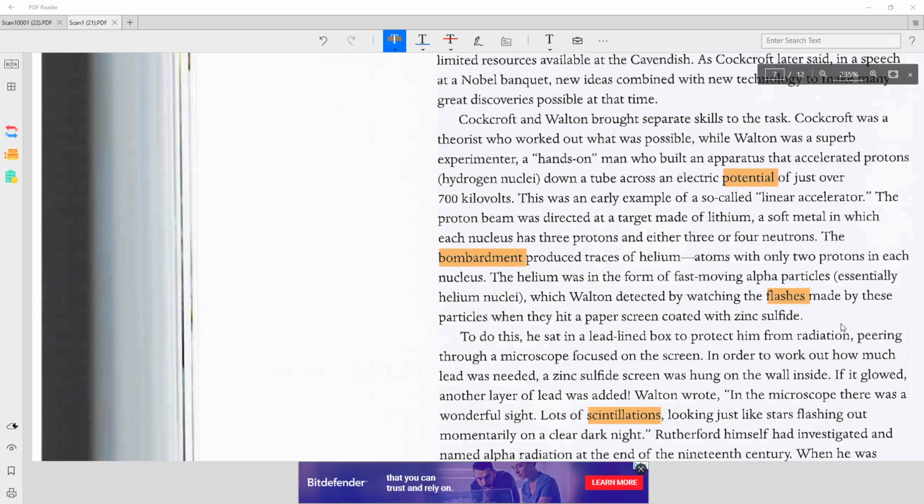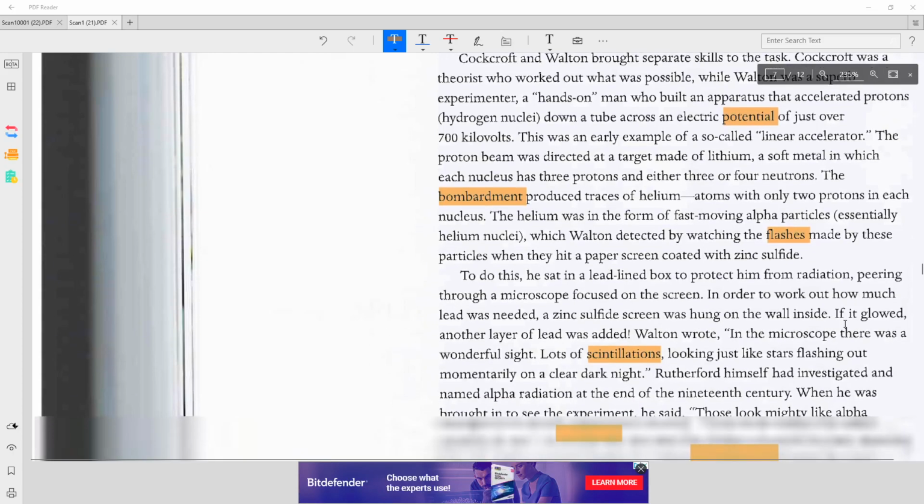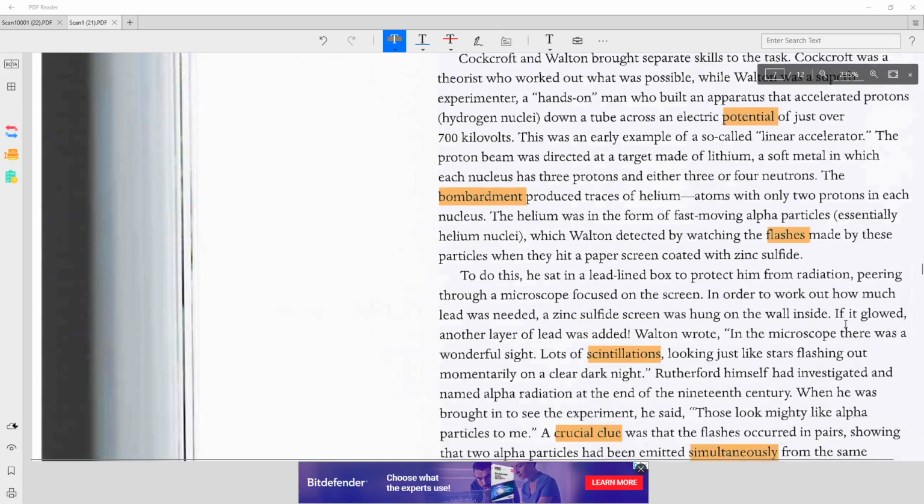The proton beam was directed at a target made of lithium, a soft metal in which each nucleus has 3 protons and either 3 or 4 neutrons. The bombardment produced traces of helium, atoms with only 2 protons in each nucleus. The helium was in the form of fast-moving alpha particles, essentially helium nuclei, which Walton detected by watching the flashes made by these particles when they hit a paper screen coated with zinc sulfide.